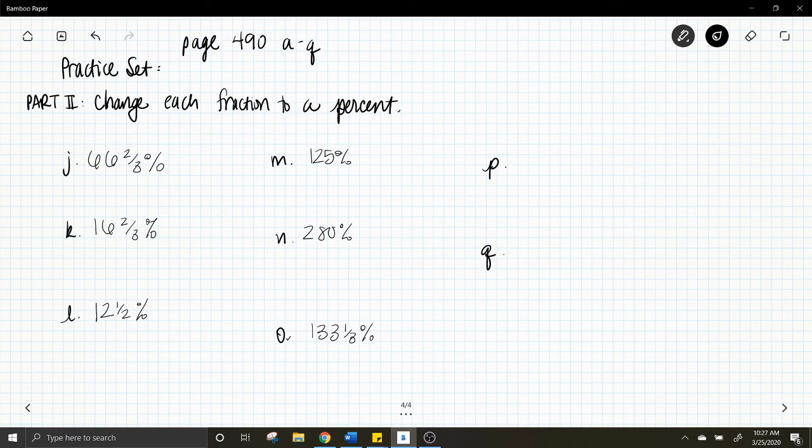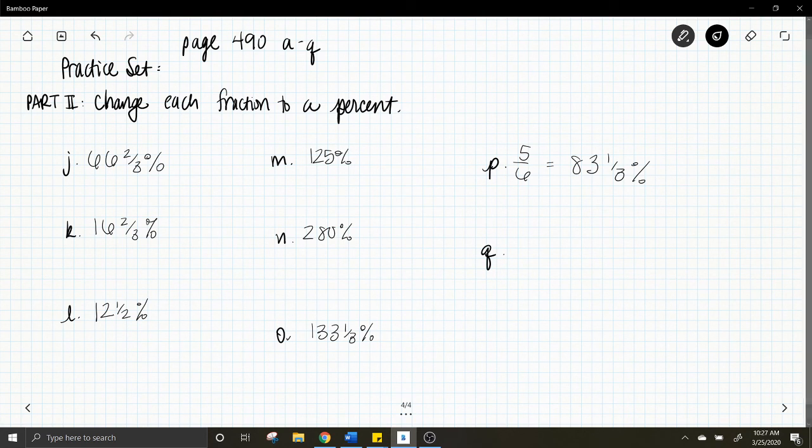Letter P is referring to that rectangle to the side. It says what percent of the rectangle is shaded. So hopefully you noticed that 5 of the 6 parts were shaded in, so you had to change 5/6 to a percent, and you would have gotten 83 1/3% of that was shaded.